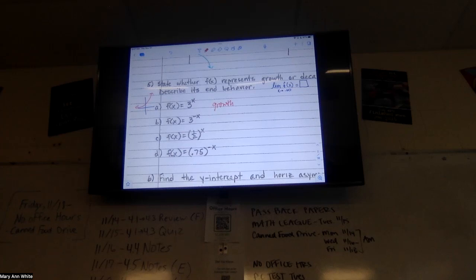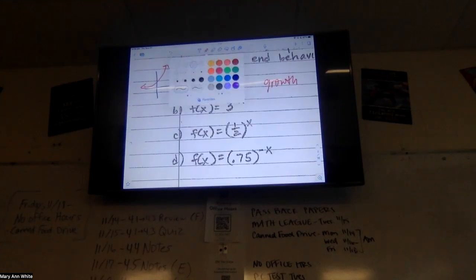Should we do all the growth and decays and then do limits, or do you want to do the limit for each one and then do growth and decay? Does it really matter to any of you? Okay. Let's actually label growth and decay first, and then we'll come back and do the limits because we'll have little graphs for all of them. So let's look at the next one.